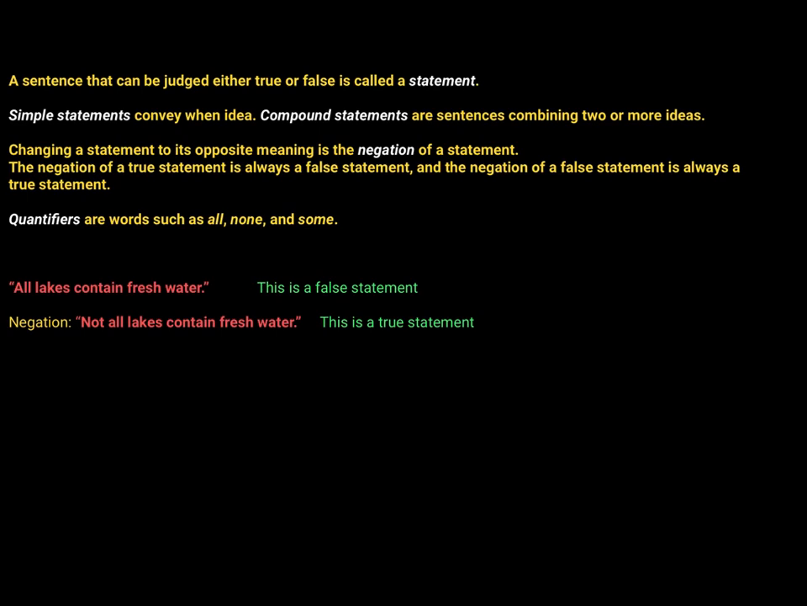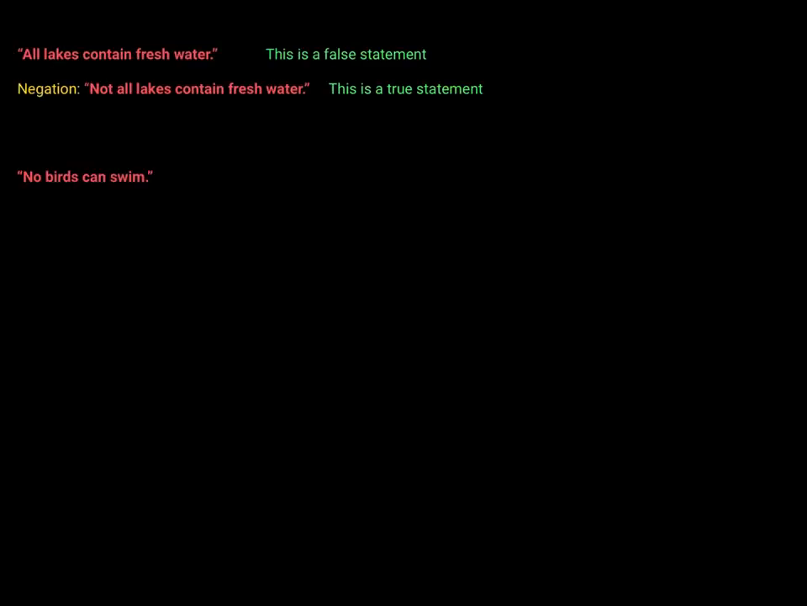Let's look at another statement just to really make sure that we're honing in on this idea of negating a statement. All right, check this out. No birds can swim. Now, I hope we all agree this is a false statement. There are plenty of birds that can swim, like the penguin, for example, just one example of a bird that can swim. So this statement is false. So therefore, its negation must be a true statement.